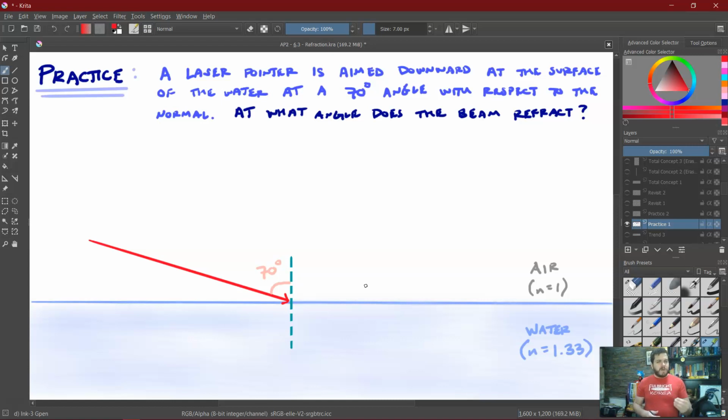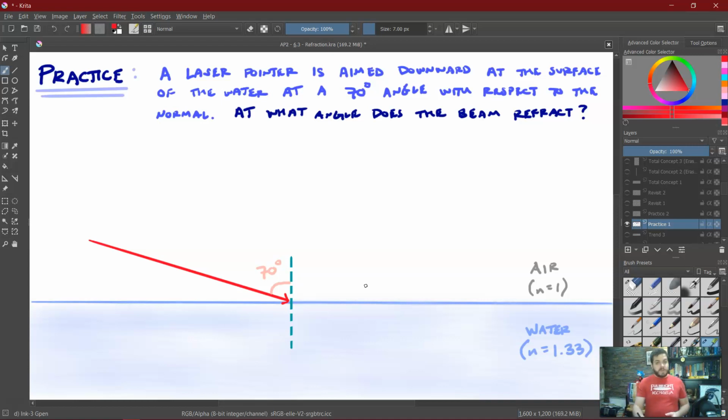Well, before we even solve for it, I want you to first think, okay, is it going to bend toward the normal or away from the normal? Well, we're going from air to water, so we're going to a higher index of refraction, so it should bend toward the normal. Our angle on the other side should be smaller than 70 degrees. Now go ahead, pause the video, try this out yourself. Let's see how you do.